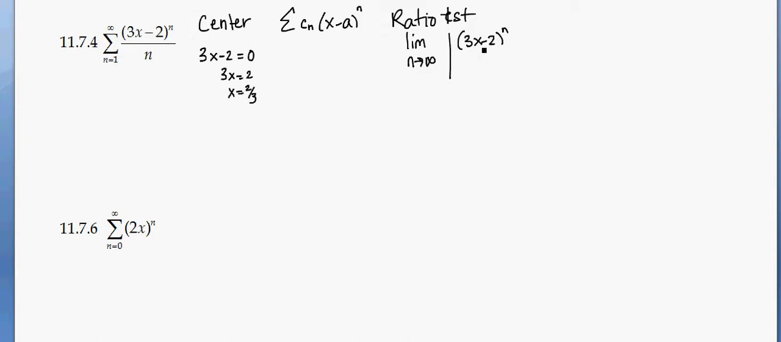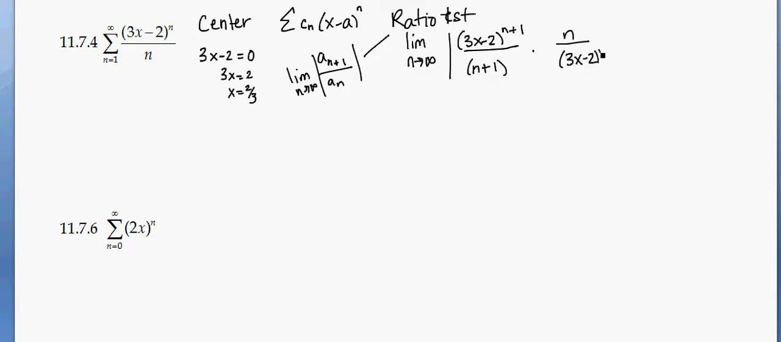So we have the n plus first term divided by the nth term. I'm going to write that because some of you were not doing that carefully on your quizzes. So the ratio test is to take the n plus first term over the nth term. So I'm going to flip and multiply by the original. And so this we could write as (3x minus 2) to the n plus 1 times 1 over the n plus 1, times n over (3x minus 2) to the n. So the (3x minus 2) to the n part is going to cancel, and we're just going to be left with (3x minus 2) to the first and an n in the numerator and just an n plus 1 in the denominator.